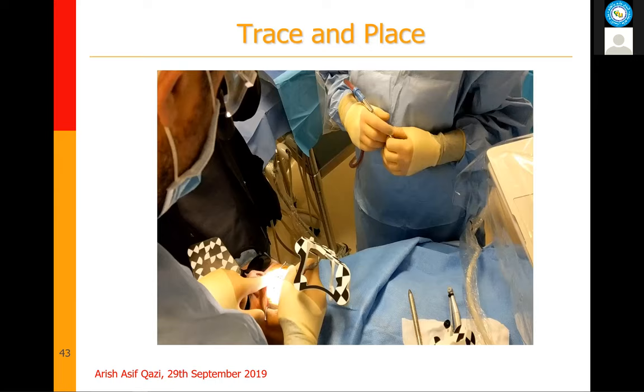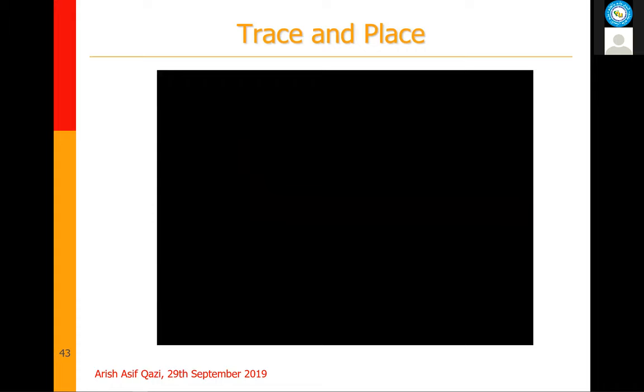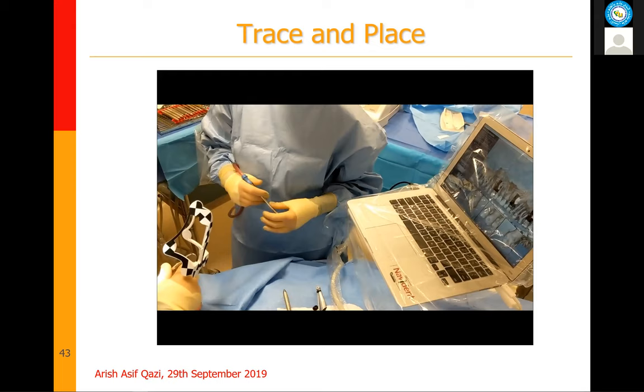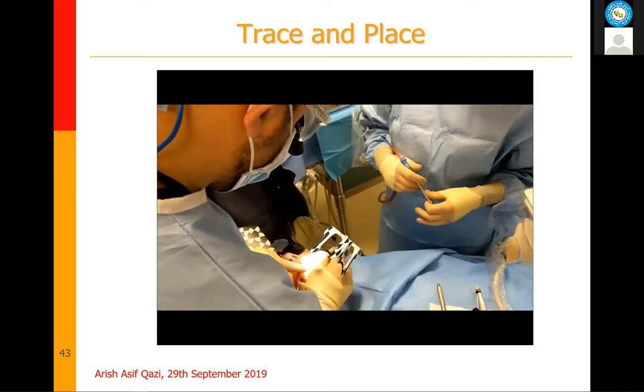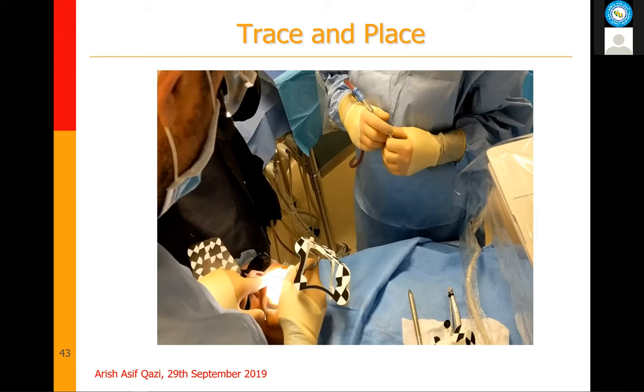This happens in real time. The dentist takes this tool and traces around the patient's teeth. It takes under a minute or so to trace the patient's teeth, and then this trace in real time gets registered to the patient's data. So these are some examples of the traces being registered to the teeth.